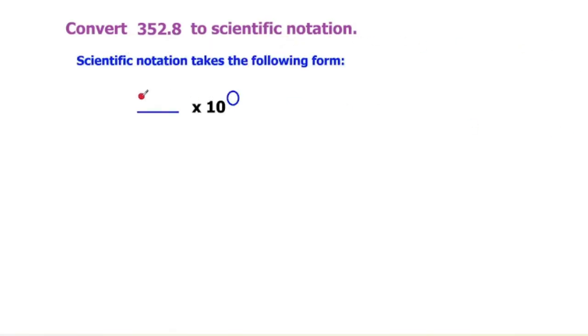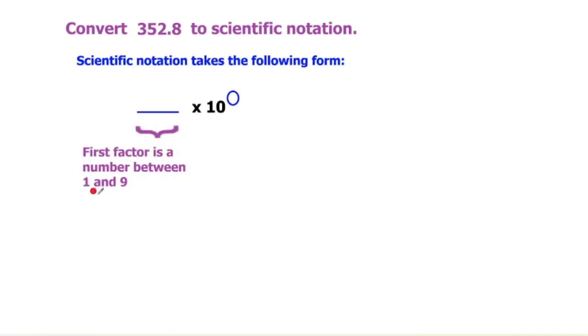In this video, I'm going to teach you all the tricks that you need to convert to scientific notation. So if we have a problem like this that says convert 352.8 to scientific notation. So scientific notation takes the following form. It looks like this. And what does that mean exactly?